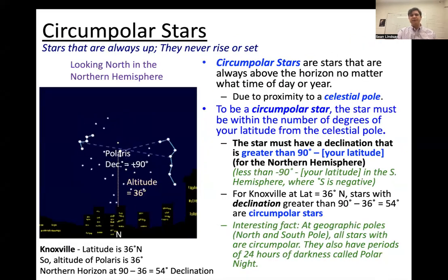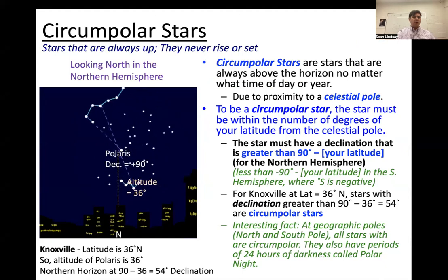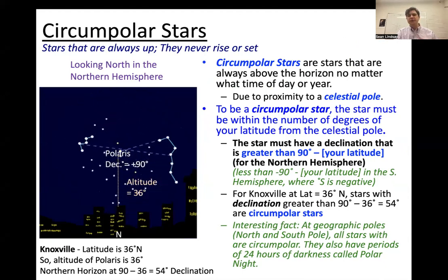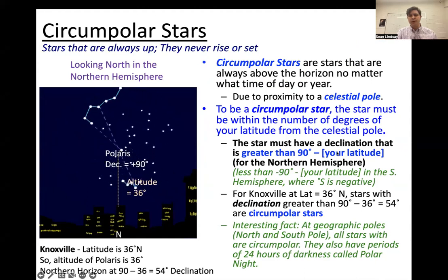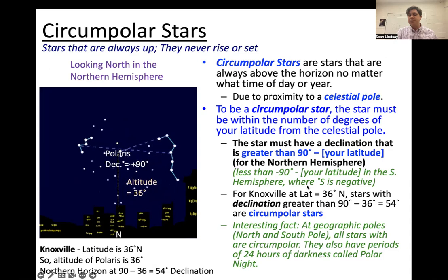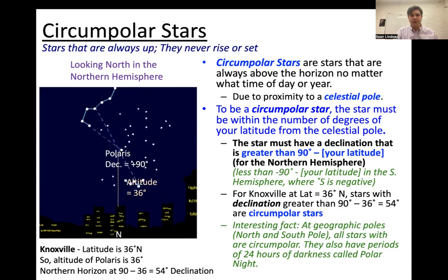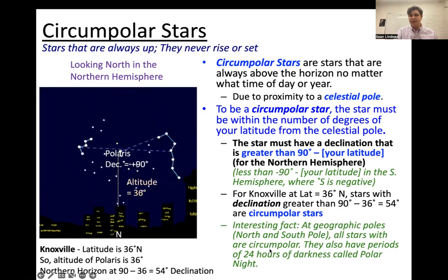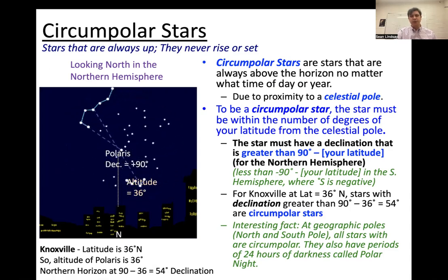And then I have a slide, so just in case all of that circumpolar stuff felt like it was coming at you pretty fast, you can always go visit my circumpolar slide where I walk you through, and I even tell you how to calculate the declination of circumpolar stars. So all stars in Knoxville that are between plus 54 and 90 degrees of declination are circumpolar stars.